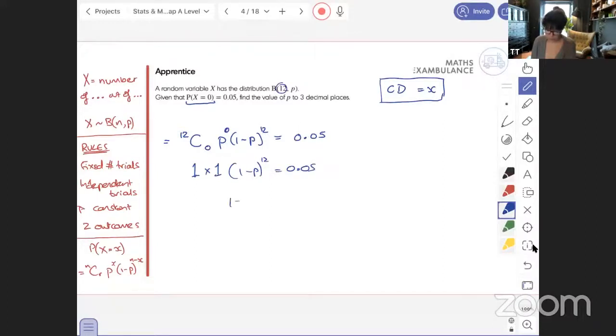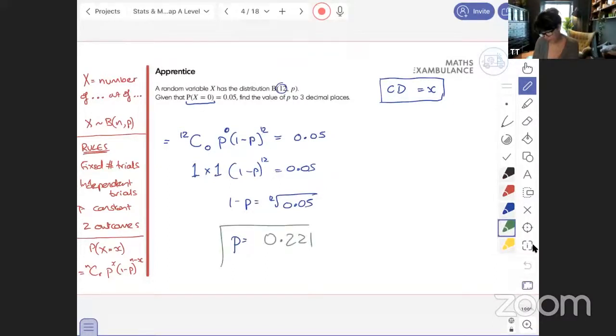You can do the 12th root and then rearrange. And what you should get is 0.221 for P. Right.